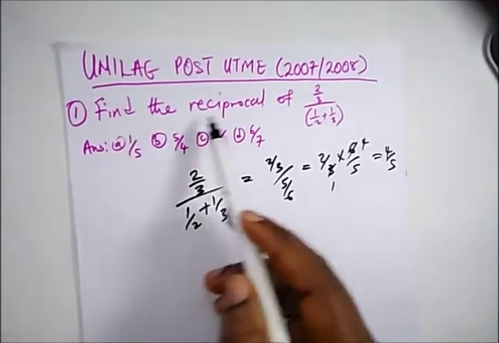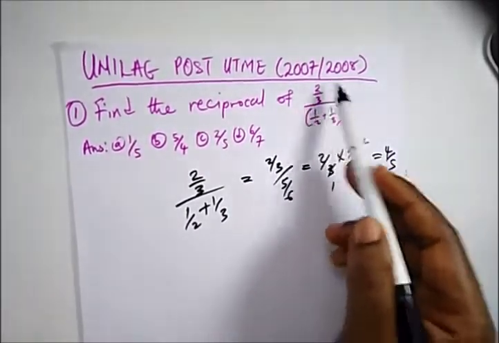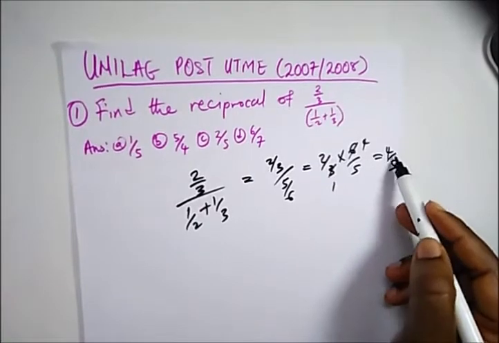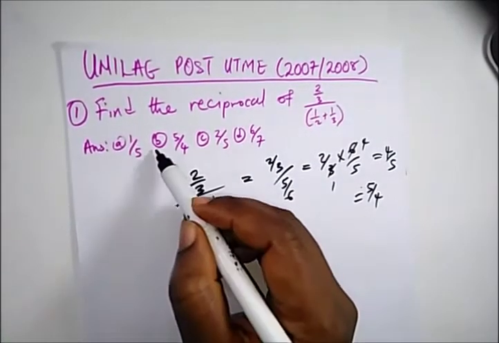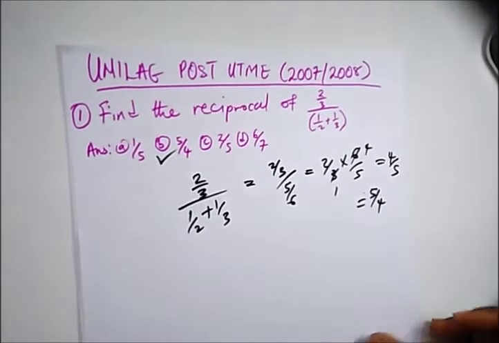And the question says find the reciprocal of this. So after you solve this, what's the reciprocal? That's the reciprocal of 4/5, and the reciprocal is 5/4. So our correct option here is option B.